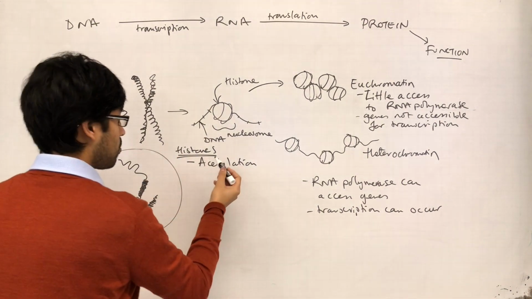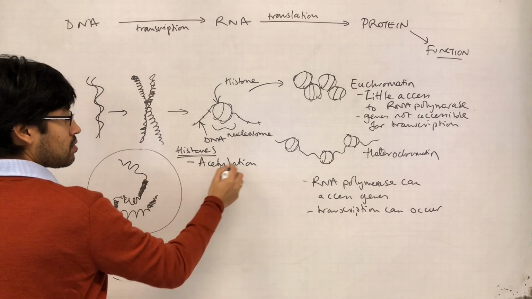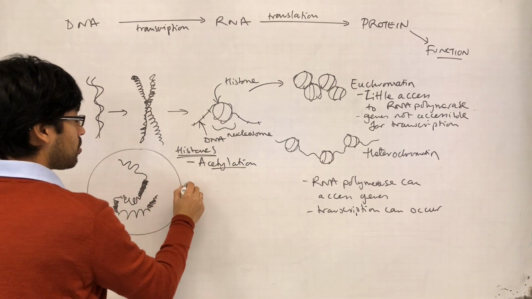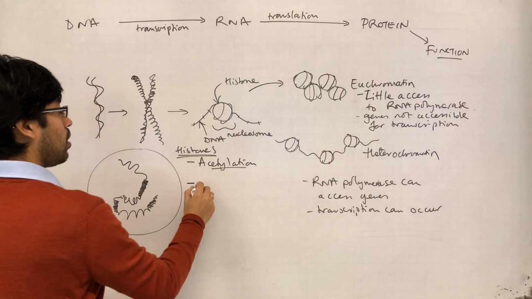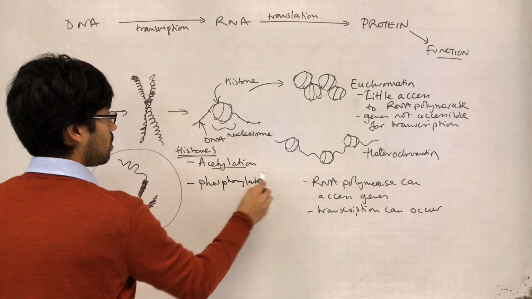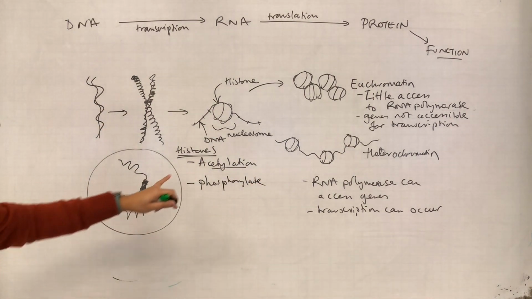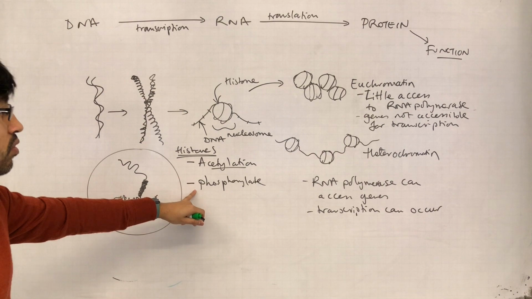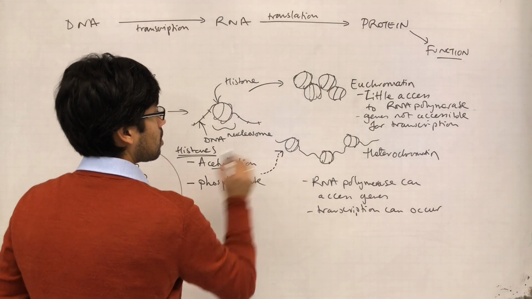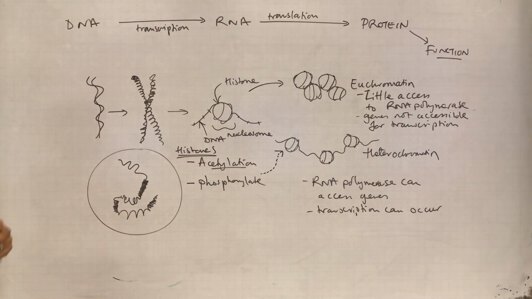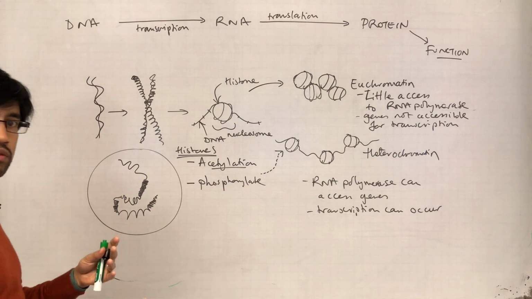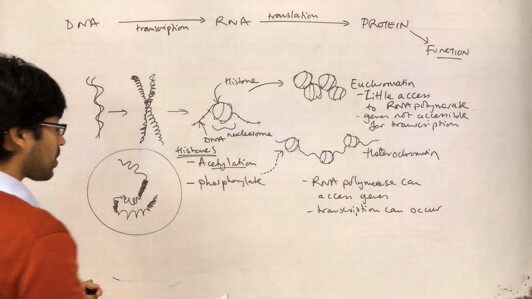So enzymes can be directed to carry out acetylation of histone proteins, adding acetyl groups to them, or we can phosphorylate the histone proteins. Acetylation and phosphorylation result in DNA that is more loosely bound, in a form that is making DNA accessible to the RNA polymerase.